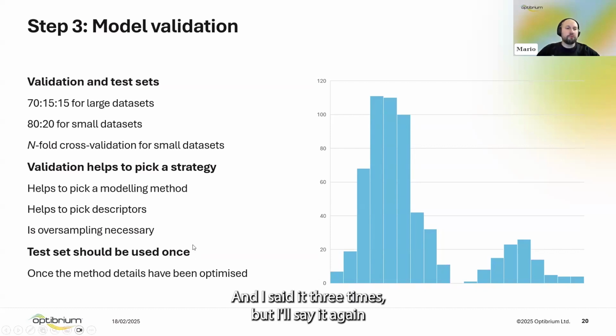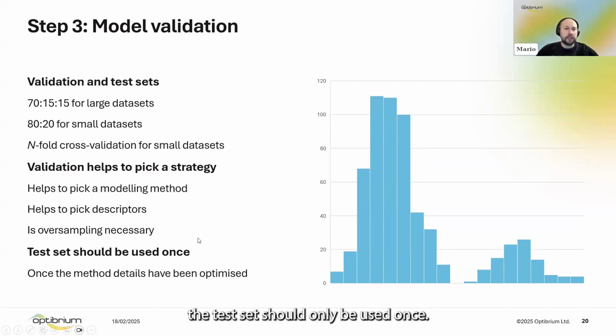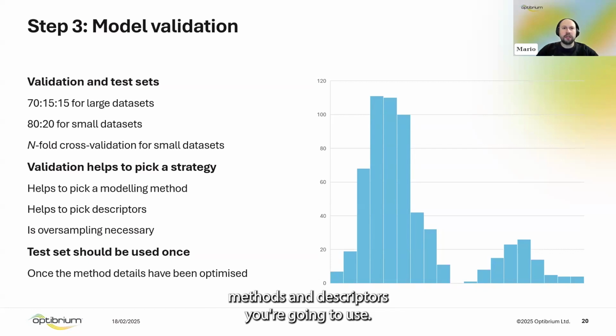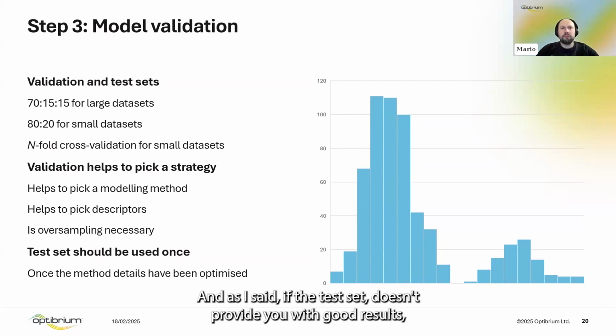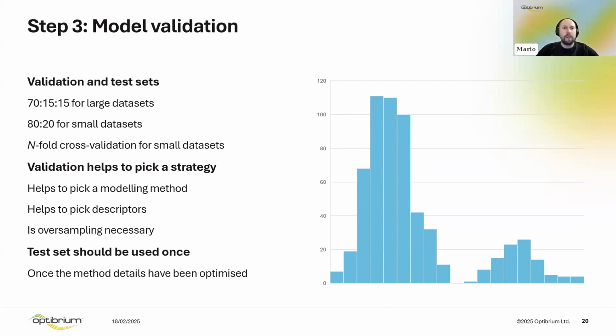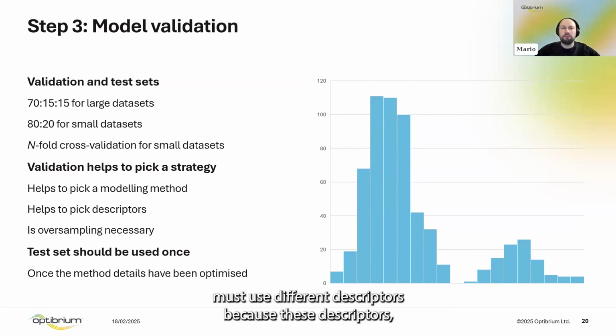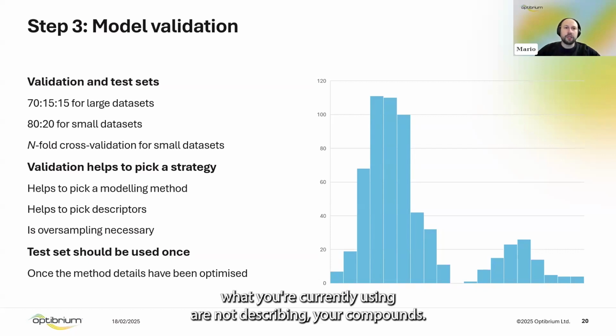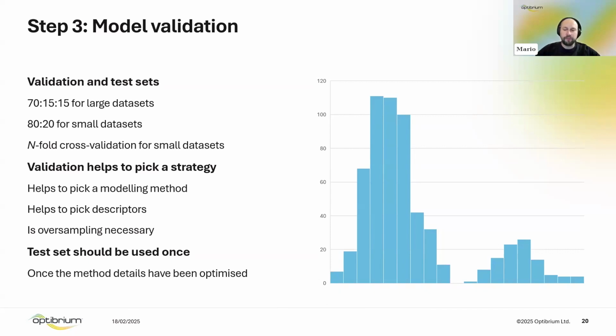I said it 3 times, but I'll say it again. The test set should only be used once you have optimized all of the methods and descriptors you're going to use. And as I said, if the test set doesn't provide you with good results, then maybe it's not time to try to model this property yet. Maybe you need more data, or maybe you must use different descriptors, because the descriptors you're currently using are not describing your compounds well.